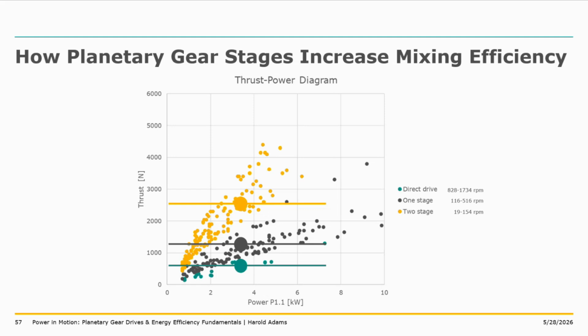Now we're stepping the thrust output up with a one-stage configuration, same motor, but the thrust output now is averaging anywhere between 1,000 to 1,500 newtons. And then the third, same motor with an output thrust in a two-stage configuration of 2,000 to 3,500 plus newtons. So the key takeaway here is that mixers produce 2 to 4 times more thrust with the same power input by utilizing a planetary gear system.